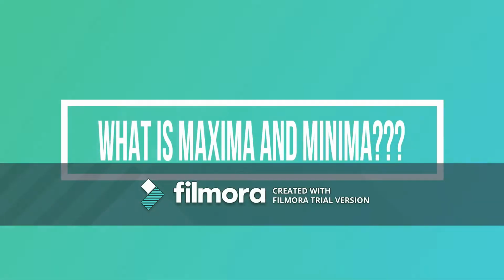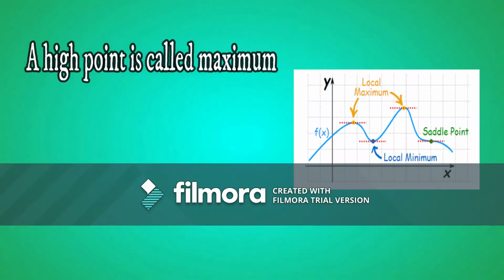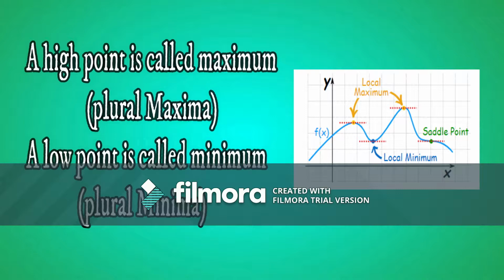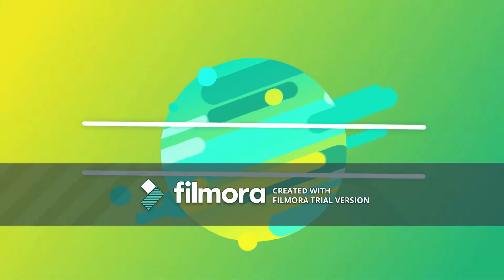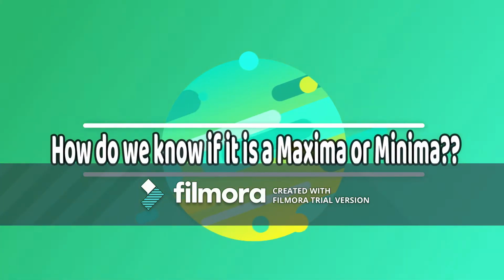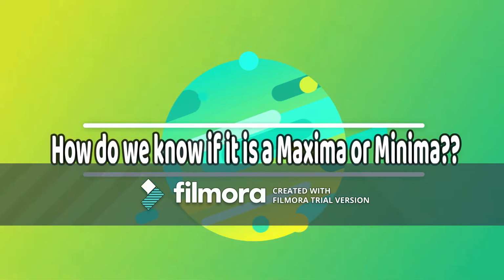But first, what is maxima and minima? A high point is called the maximum, or in plural, maxima. A low point is called a minimum, or in plural, minima. How do we know if it is a maxima or minima?